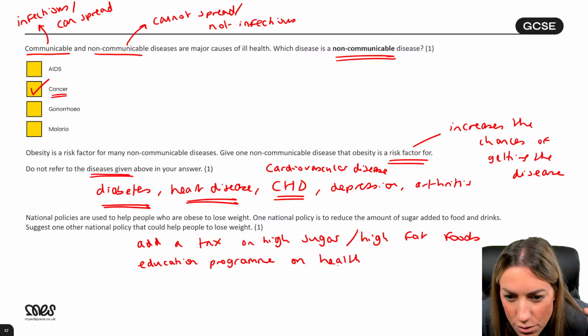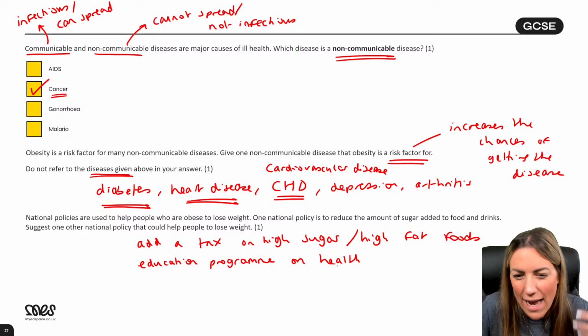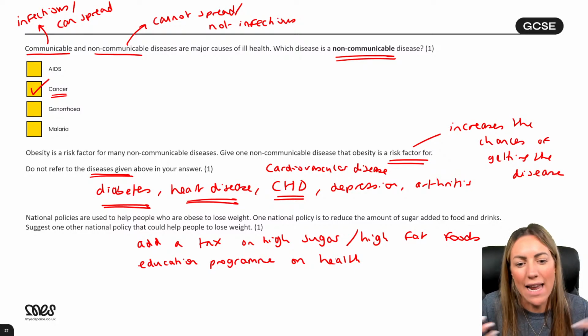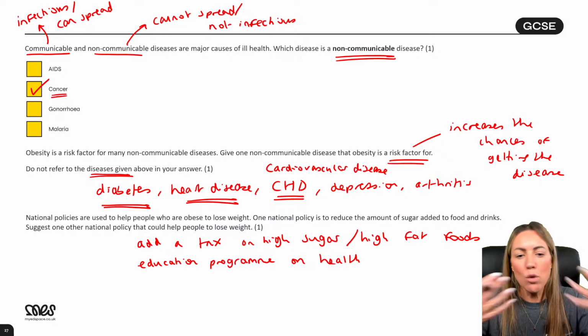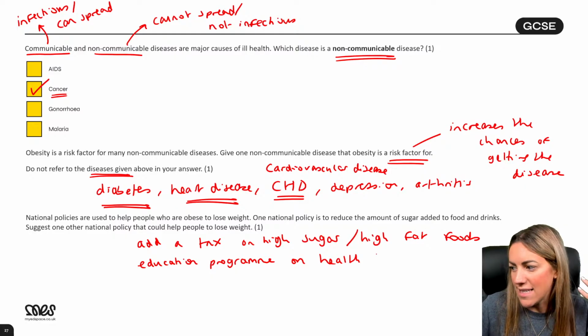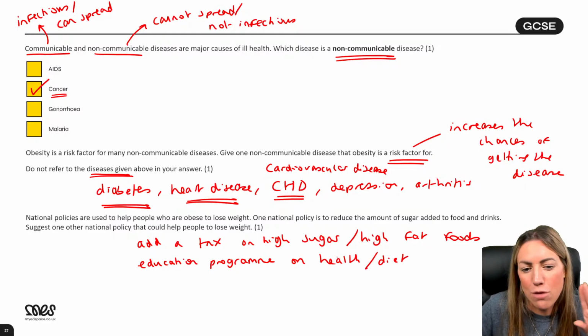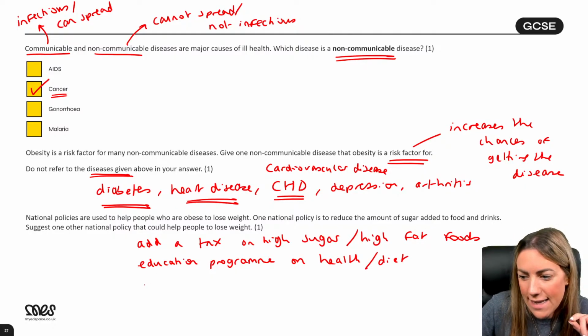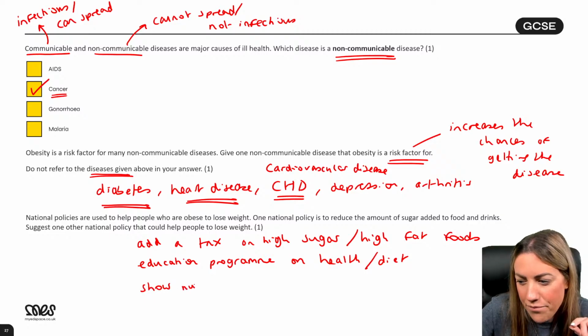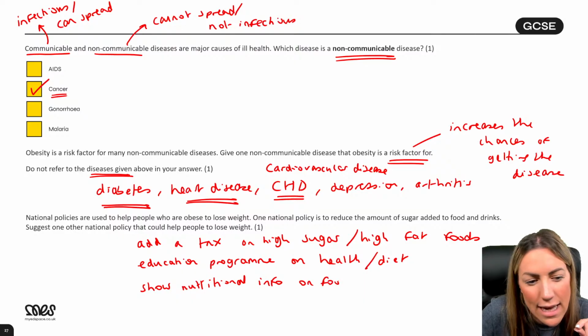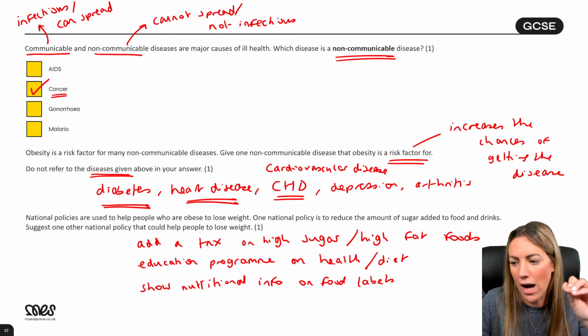What else? Yeah, increase awareness or educate people. They could run some kind of education, like in school, more education on health and diet. The other ones that I think you might be able to remember is show nutritional info on food labels. Have you seen that now? Every food has got, like, it's in red if it's high sugar or high fat.